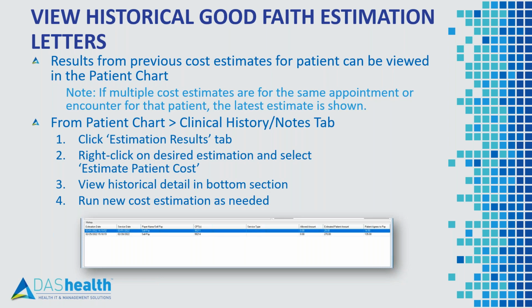So we'd access that in our patient chart on that clinical history and notes tab. There's a new section called estimation results. So you would see there, again, the list of all of those estimations that were previously performed. And then I can right click, I can print from this screen if I need to, again, like print out another copy. Or as I mentioned, you can select that estimate patient cost and really see all the historical details. So it would open up that same window. You can see all the detail and also rerun the estimate if needed. So if there's any changes.